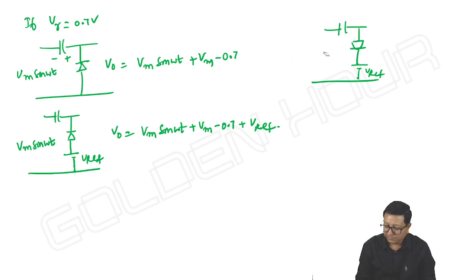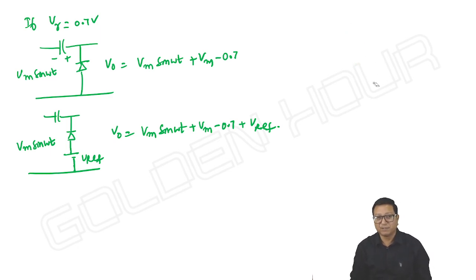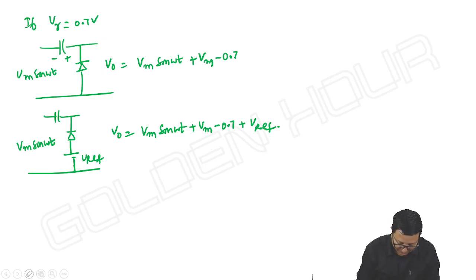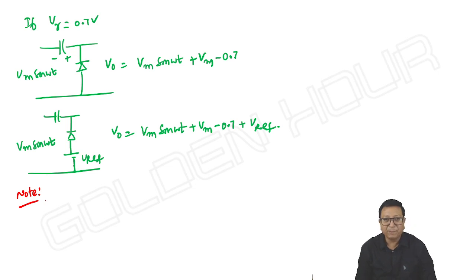And here what we said is the positive peak of the input should be less than V reference, I told. Now, instead of taking the positive peak should be less than V reference, I should take here the negative peak of the input should be less than V reference. Then only the diode will conduct. Okay, so here note, the negative peak of the input should be less than V reference.